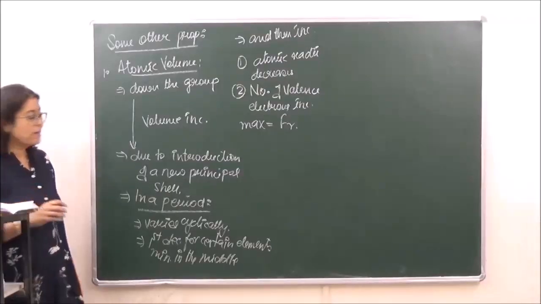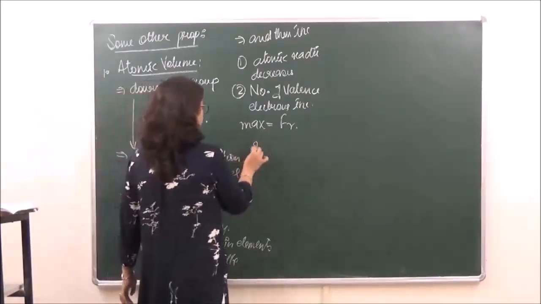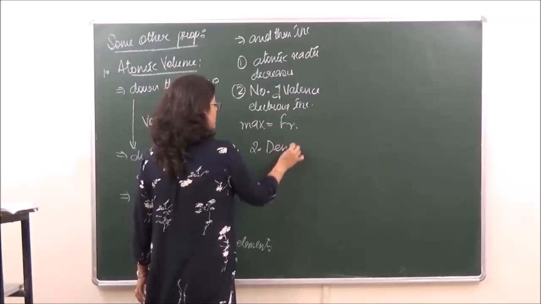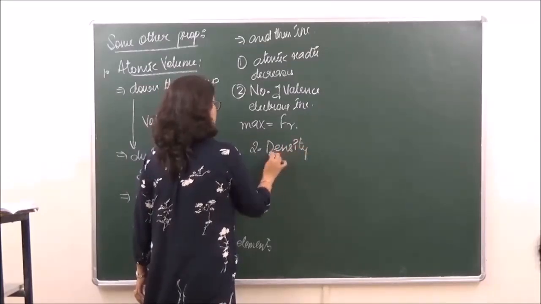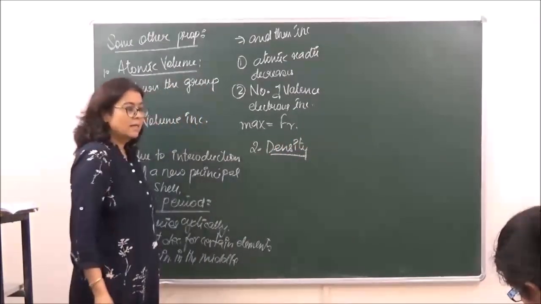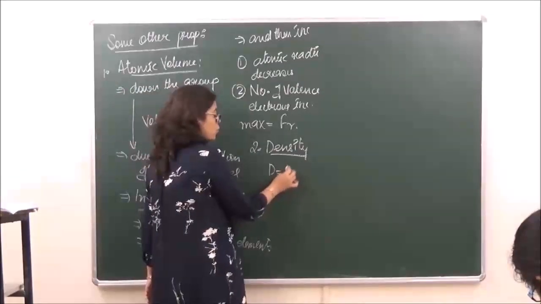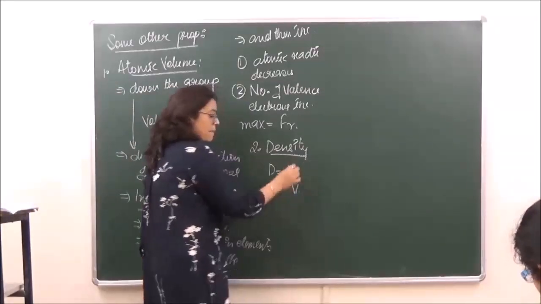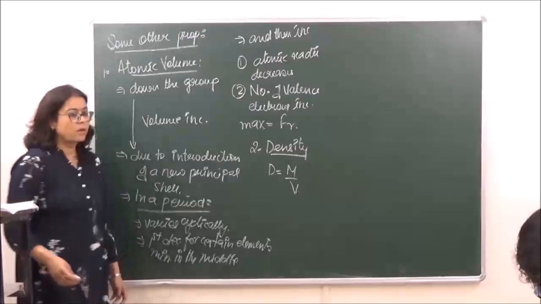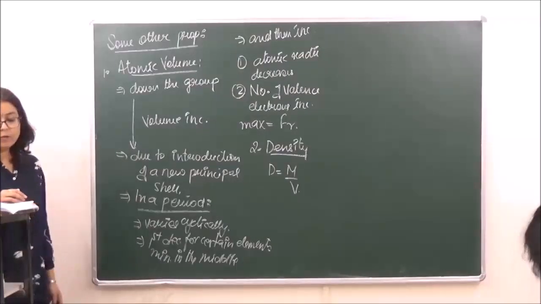ठीक है? फिर उसके बाद second property जो आ जाती है, that is density. Density, we know, is equal to mass upon volume. Okay. Now what is happening to the volume?